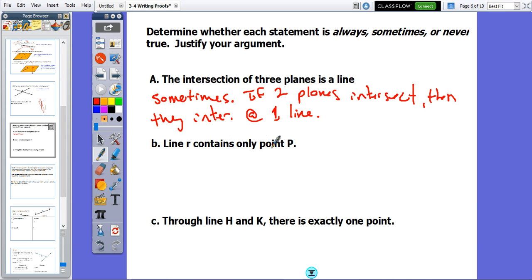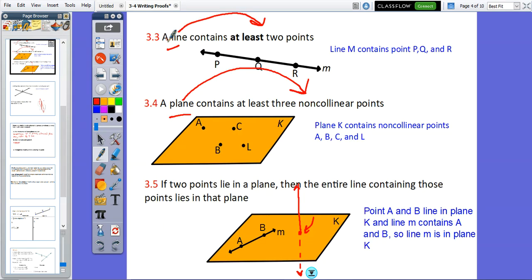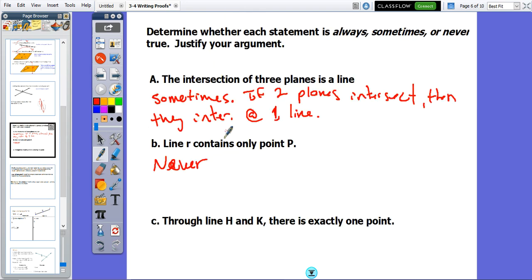So line R only has one point P. That's a never. Because as we saw earlier up here, a line contains at least 2 points. So that'd be your justification. A line contains at least 2 points. So there you go. Last one, through line H and K.